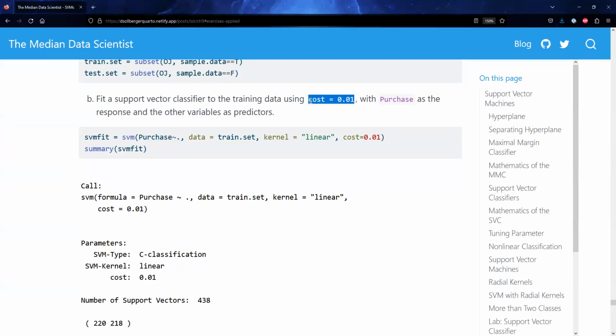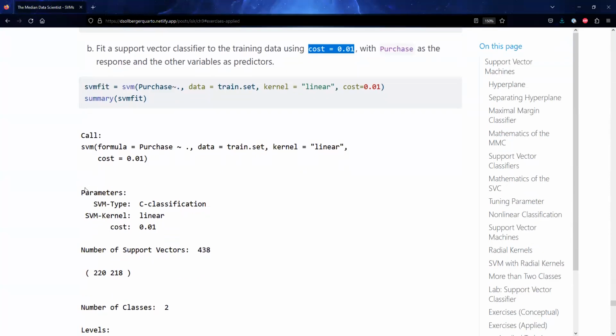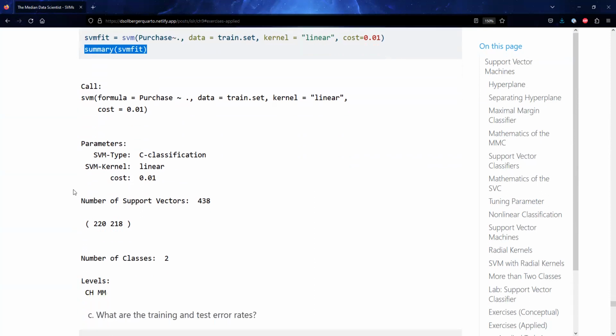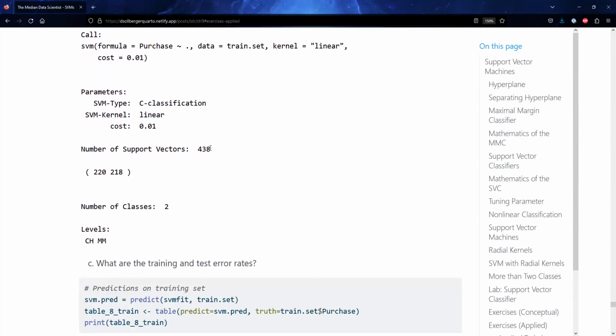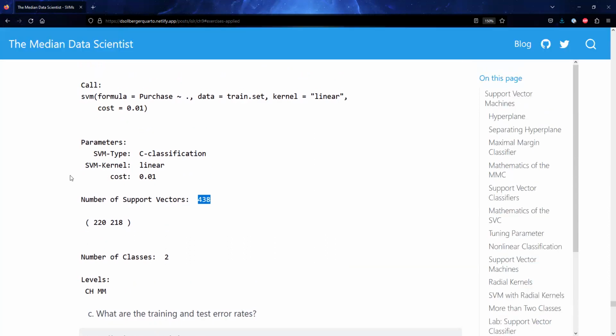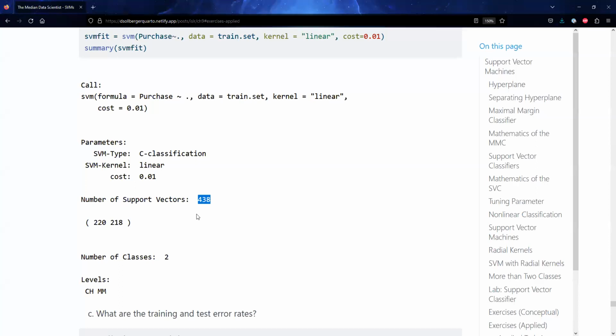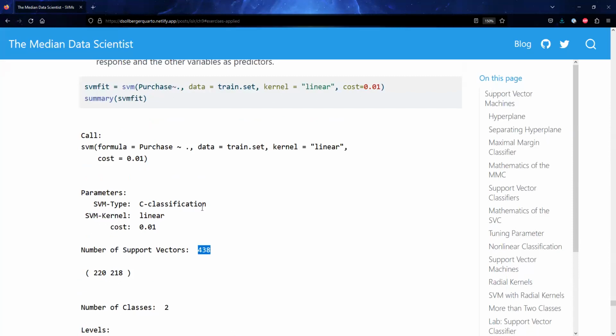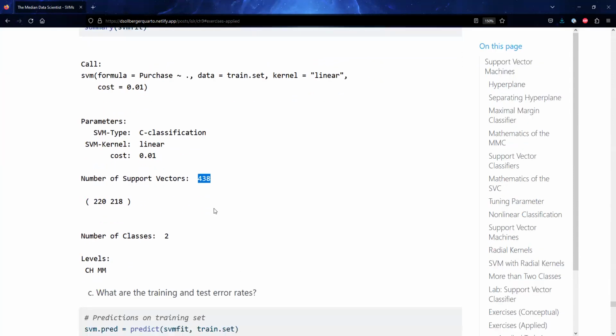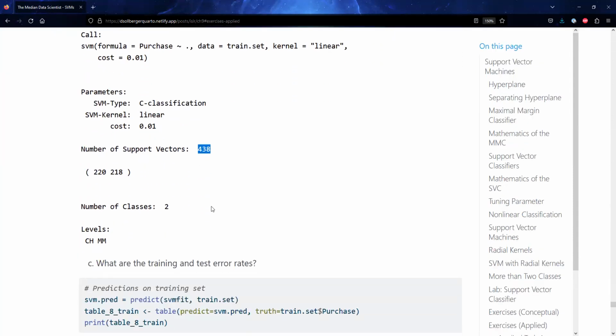If we try out this recommended cost value here in part B, when you do the support vector machine calculation, you could run the summary command on that model to see information such as the number of support vectors. Remember that the original data had 800 data points. So if we have 438 support vectors, that means we're using more than half of the data as support vectors. Which may be good and may be bad. It's situationally dependent.